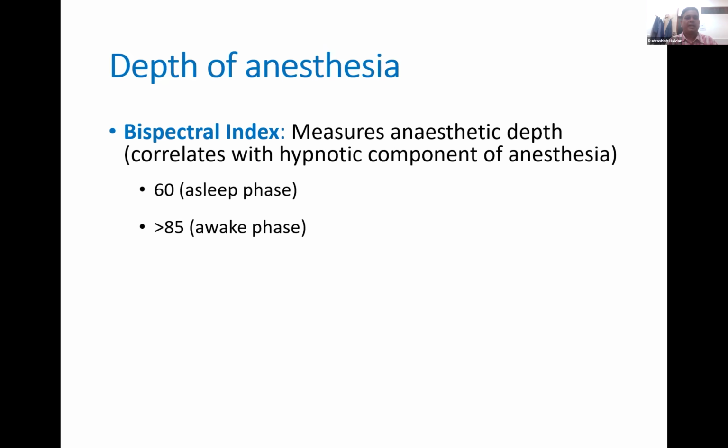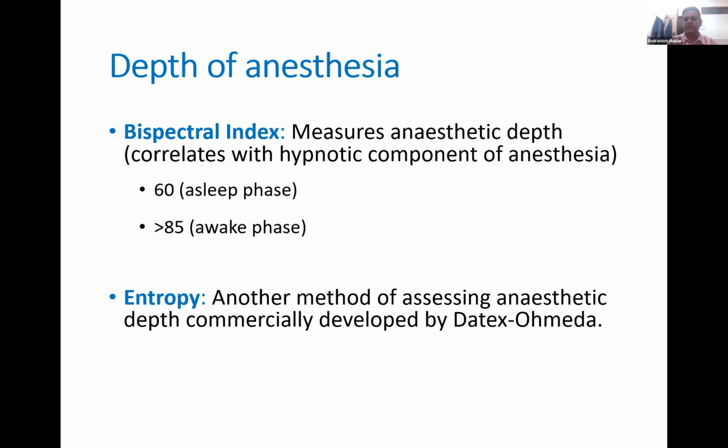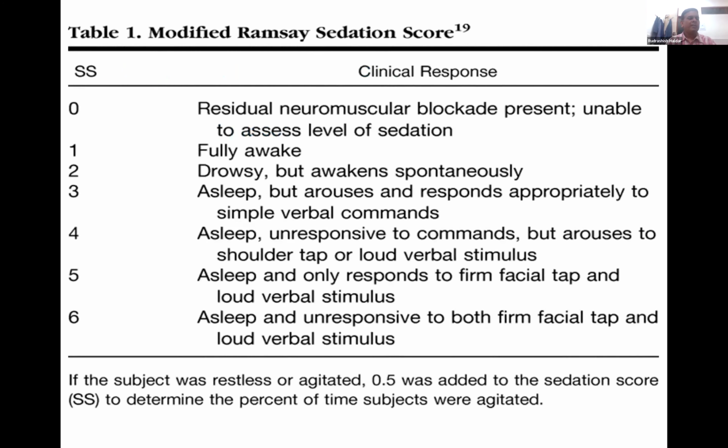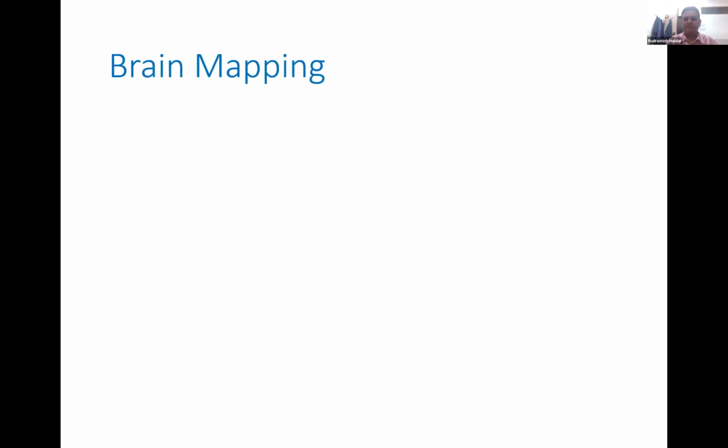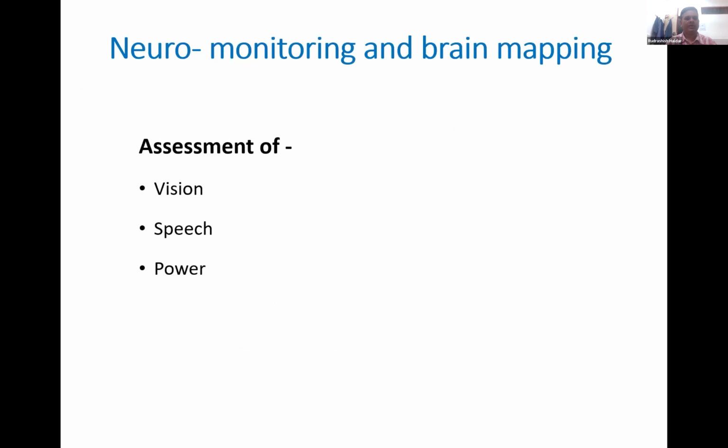So depth of anesthesia can be monitored by BIS or entropy, whichever is available. In BIS, we target around 60 during the sleep phase and more than 85 during the awake phase. If those monitors are not available, then we can use the modified Ramsay sedation scale. And neuromonitoring in brain mapping is done for the assessment of vision, speech, and power.